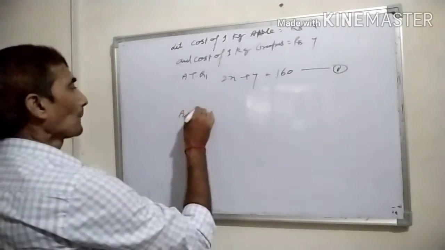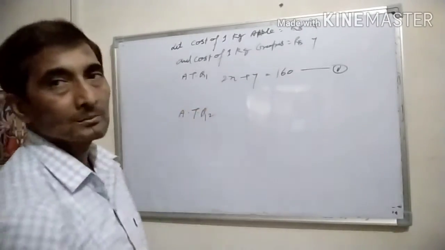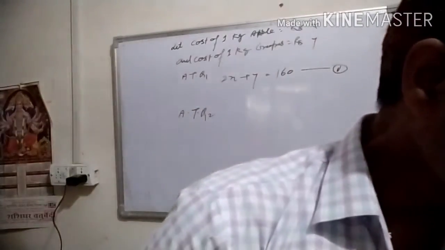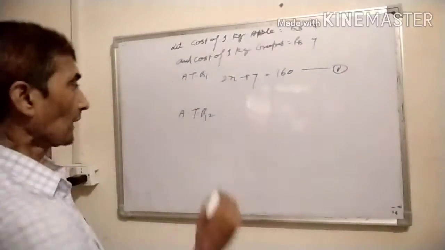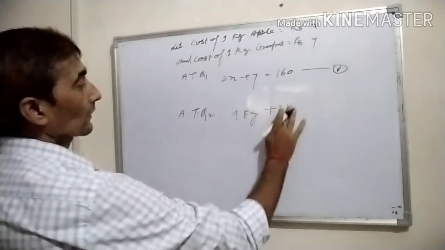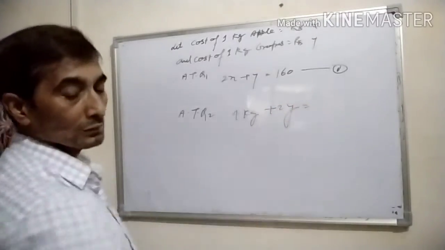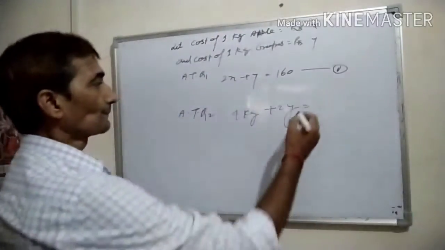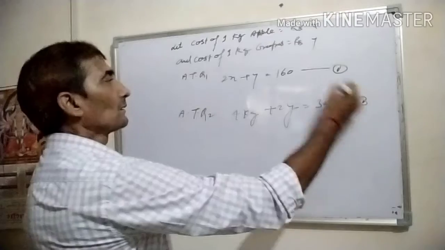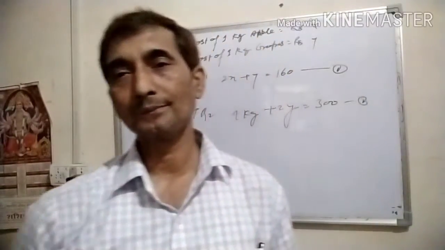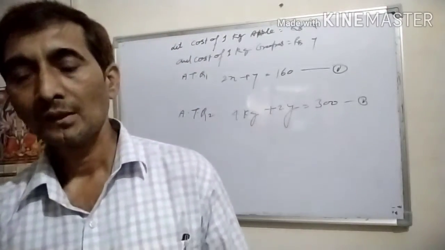And ATQ 2, according to the second condition of the question, 4 kg apples and 2 kg grapes, 4x plus 2y equal to 300. Your question is converted into algebraic form. Now we represent these equations on graph paper.